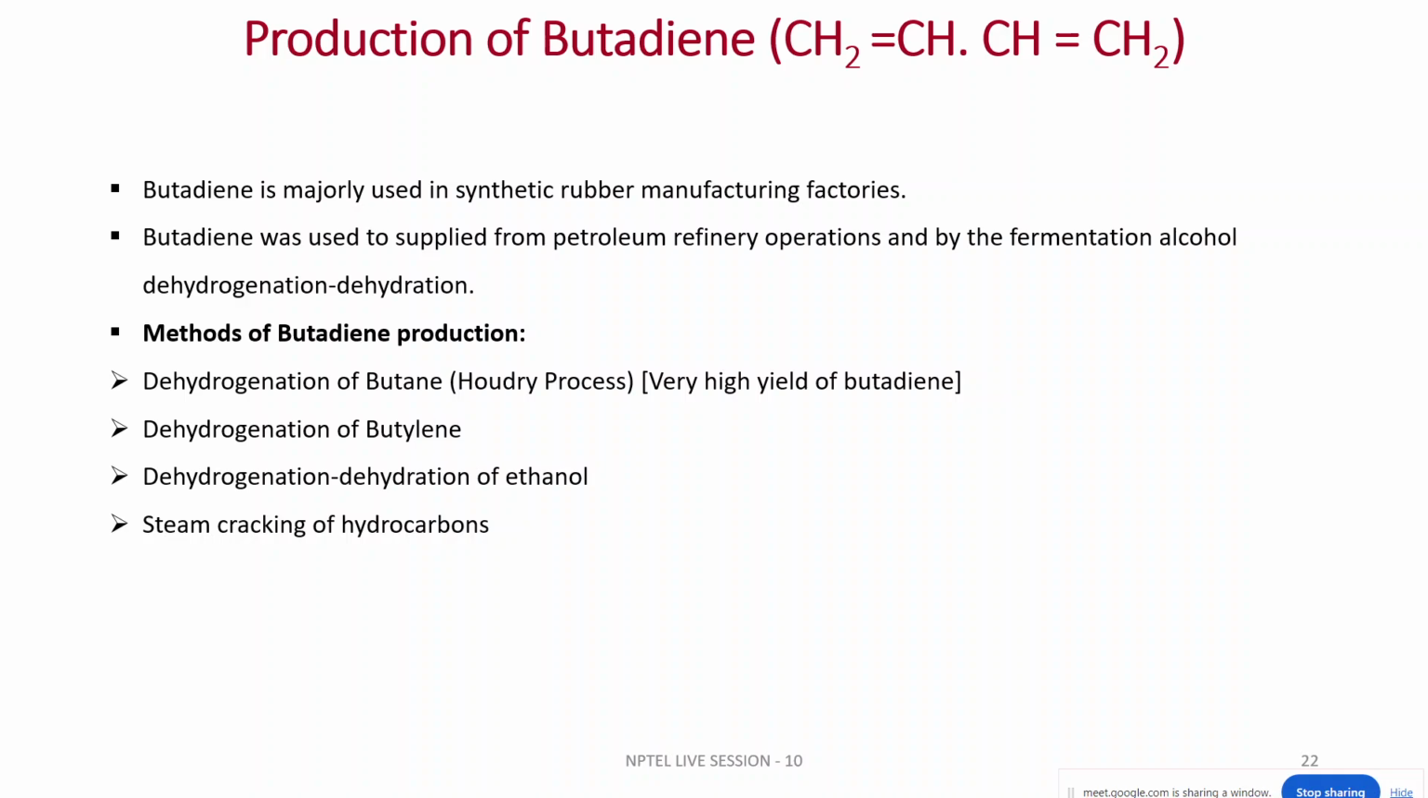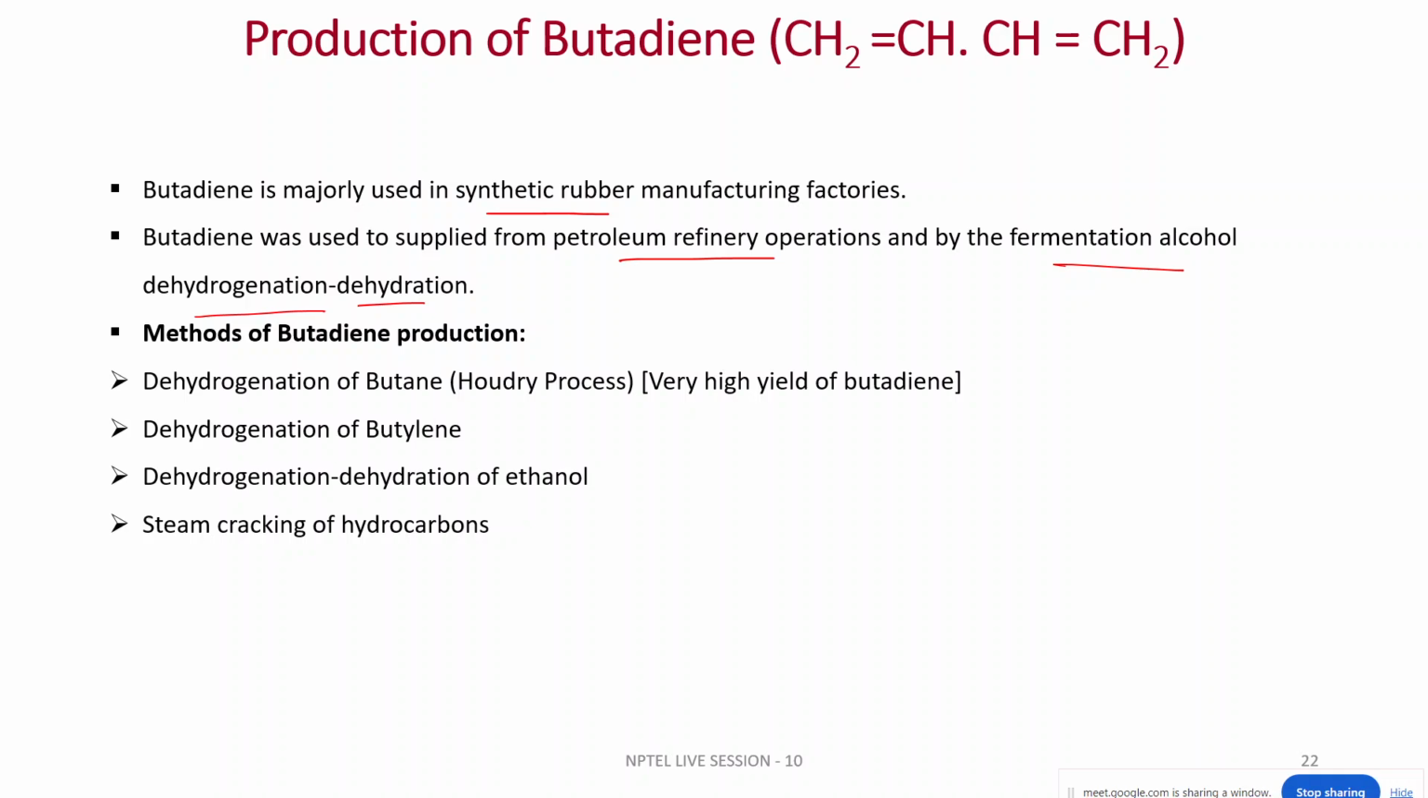Now first we will focus on the production of butadiene. Butadiene is majorly used in the synthetic rubber manufacturing industry. I'm telling that butadiene was earlier supplied from petroleum refinery operations or by fermentation of alcohol and dehydration process. But now there are other methods too.